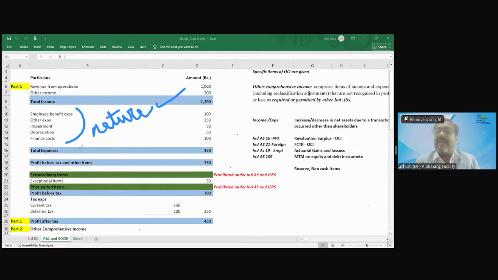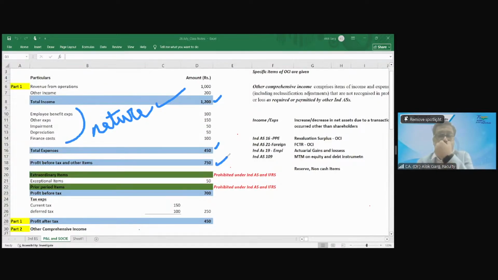And friends, Ind AS 1 also provides the minimum line items on the face of profit and loss. Like the balance sheet, Ind AS 1 also provides the minimum line items on the face of profit and loss. And what are those minimum line items? These are revenue, employee benefit expenses, impairment, depreciation, finance cost, taxes. These are the minimum line items. Okay. So there is an income, there is an expense, then there is a profit before tax and other items.